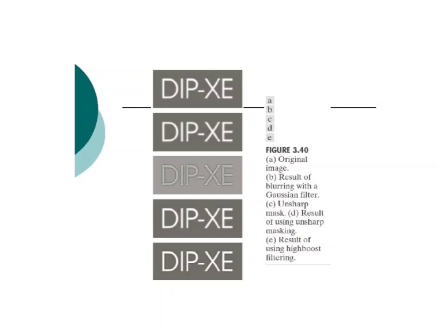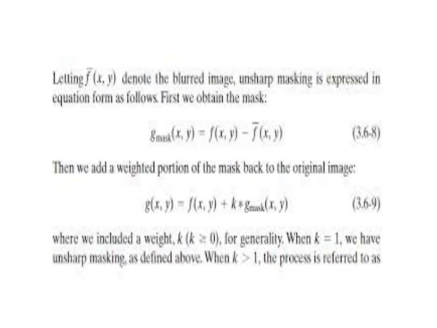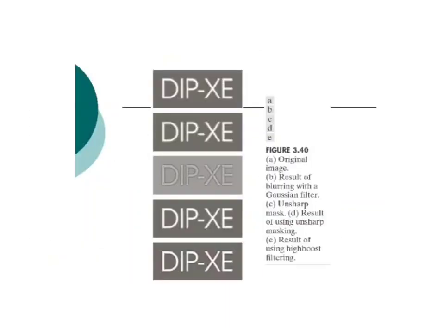Figure E shows the result of using the equation g of x comma y is equal to f of x comma y plus k times g mask of x comma y, with k equal to 4.5. This is the largest value we can use and still keep all the values in the final result positive. The improvement in the image over the original is significant. This is all about the example of image sharpening using unsharp masking, which this figure represents.